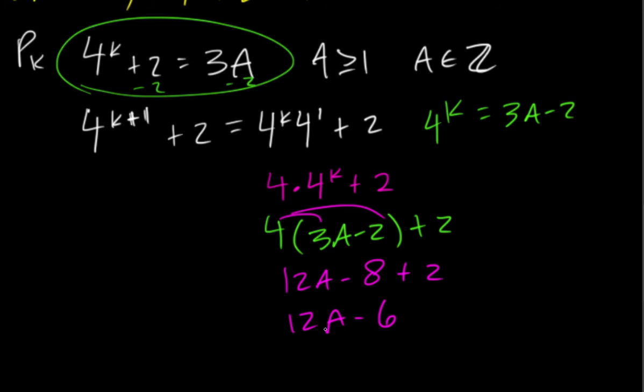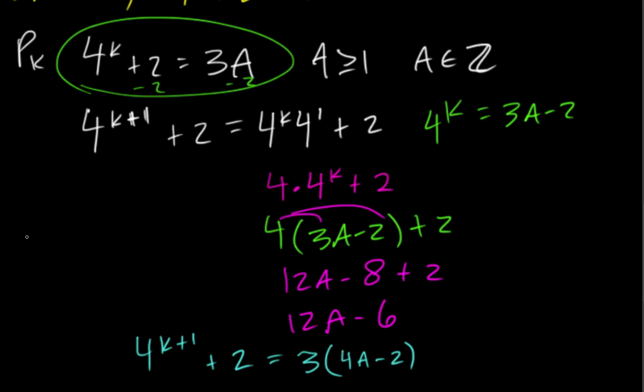And from here, we can factor out a 3, which is 4a minus 2. Okay, and since there's a 3 out here, we know that 4 to the k plus 1, plus 2 is divisible by 3.